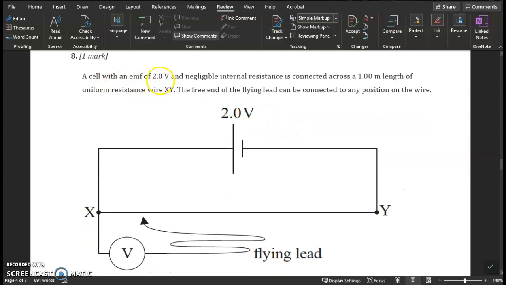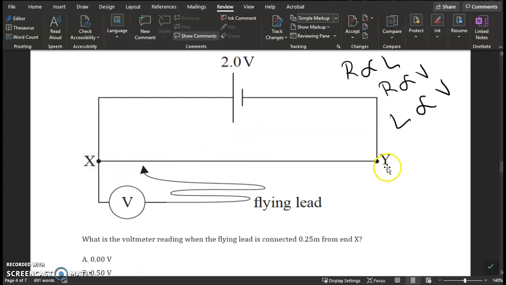We have a cell with an EMF of 2 volts, negligible internal resistance, connected across a 1 meter long length of uniform resistance wire XY. The free end of the flying lead of the voltmeter can be connected to any position on the wire. So this is easy. Resistance is proportional to length, and the voltage across a resistor is also proportional to resistance. And so the length of this resistor should be proportional to the voltage across it.